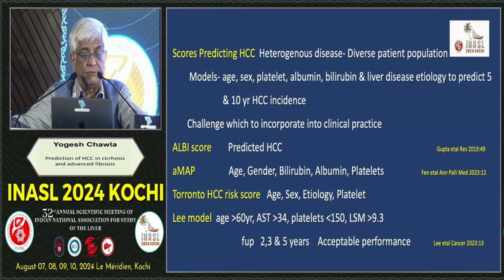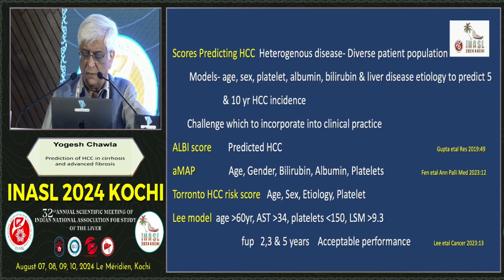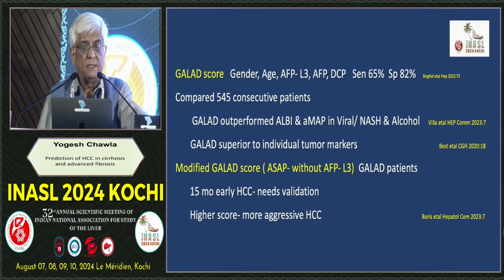ALBI is one of them, which takes into account albumin and bilirubin. It predicted HCC. This was reported in 2015. AMAP, which takes into account age, gender, bilirubin, albumin, platelets. Again, recently, Toronto HCC risk score, Lee model. All these models are existing in the literature.